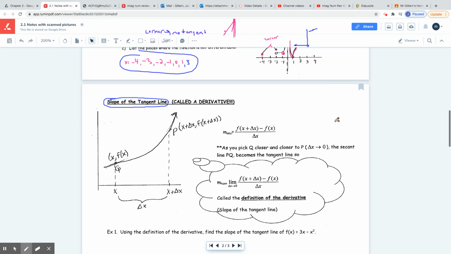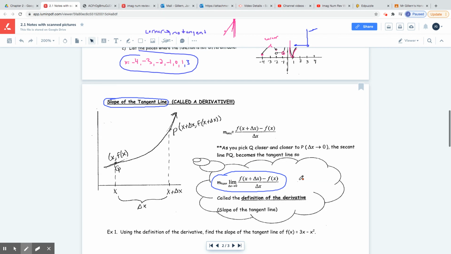Now, a lot of stuff going on here. But what you need to know for the slope, what we call the definition of the derivative, is this right here. M stands for slope. Tan means of the tangent. It is the limit as delta x approaches 0 of f of x plus delta x minus f of x, all over delta x. That's what it is. So it's the limit as delta x approaches 0 of this thing right here.